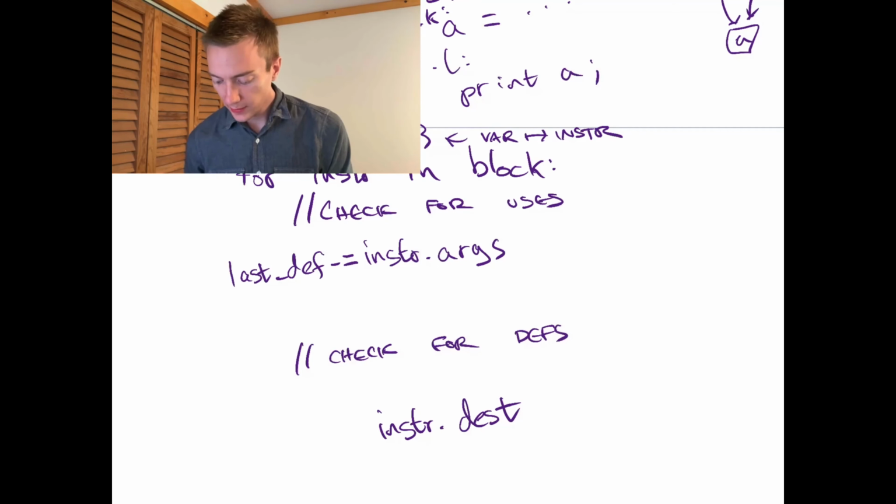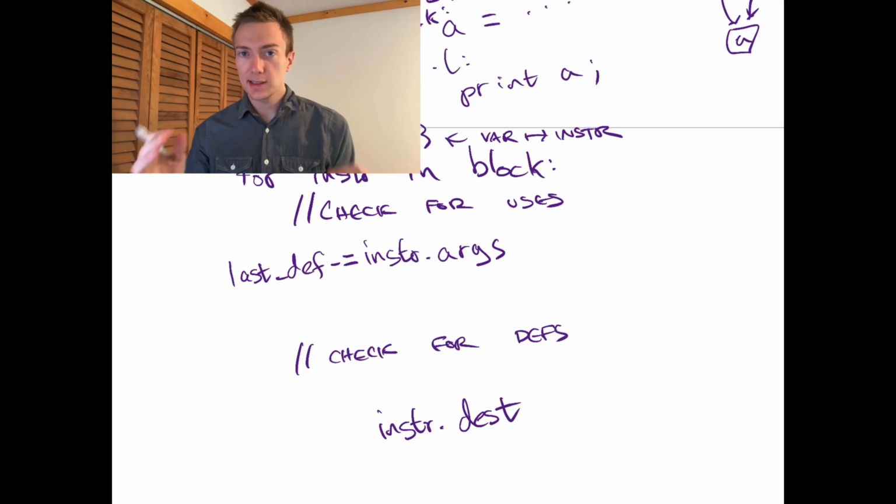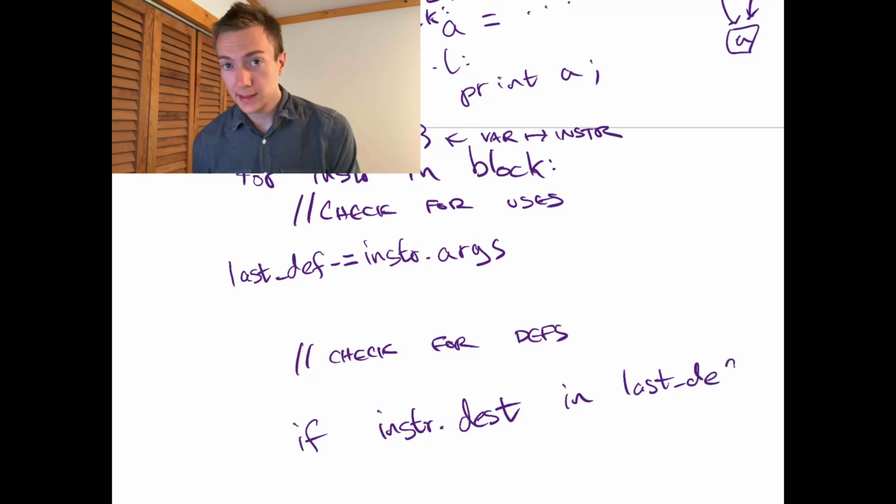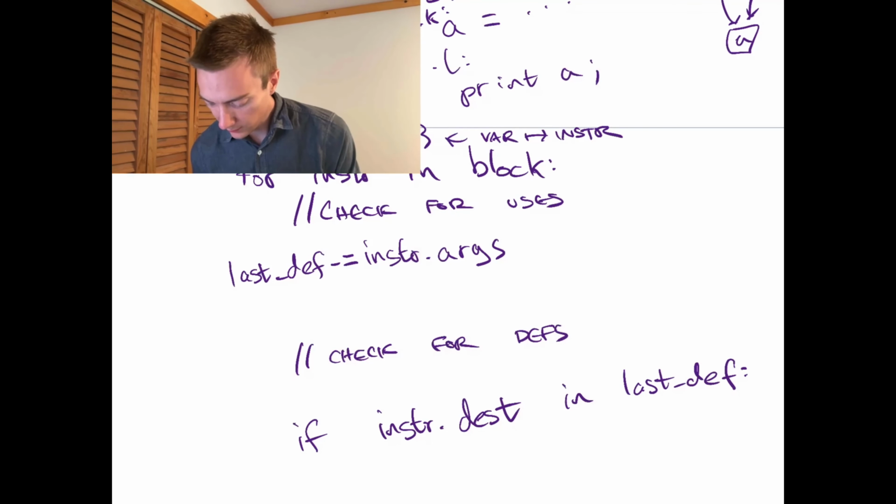What we're going to need to do is check whether we have any candidates for deletion, that is things that have been assigned to but not used that we're now reassigning to. So we can say, if this destination, that is the variable that we're defining now, is in lastDef, then we know it's time to delete. And what we'll delete is the instruction there.